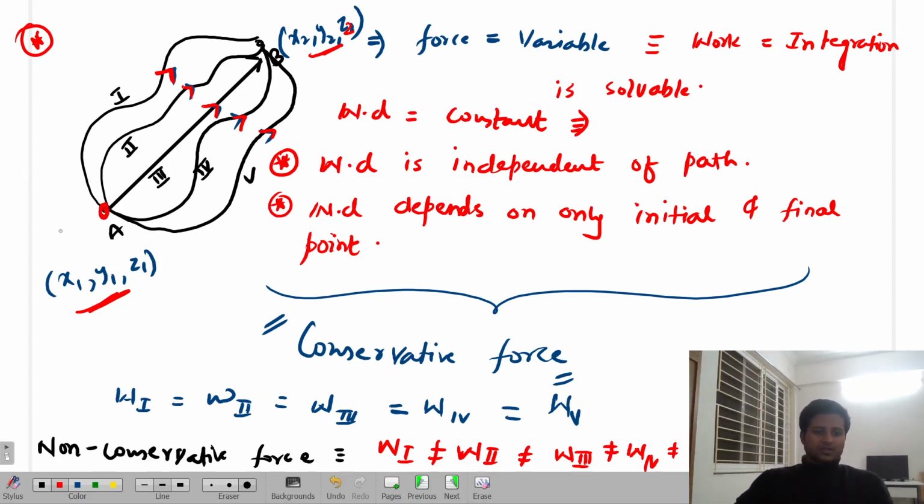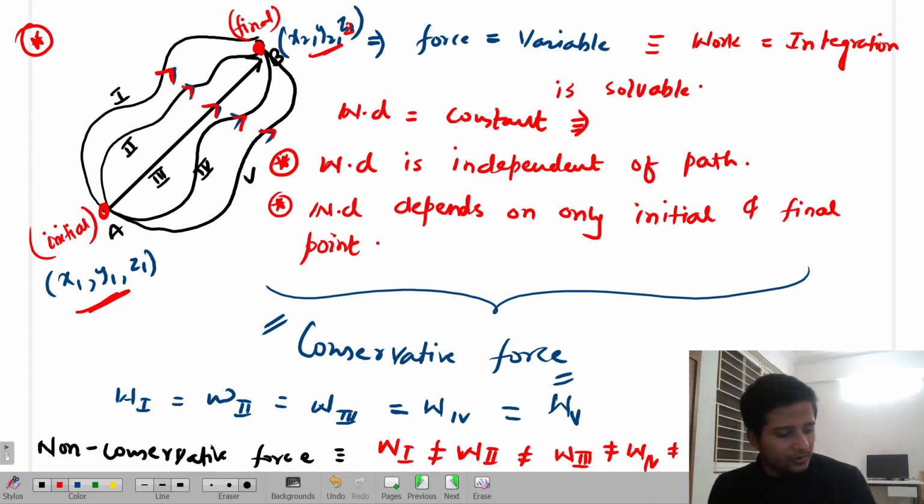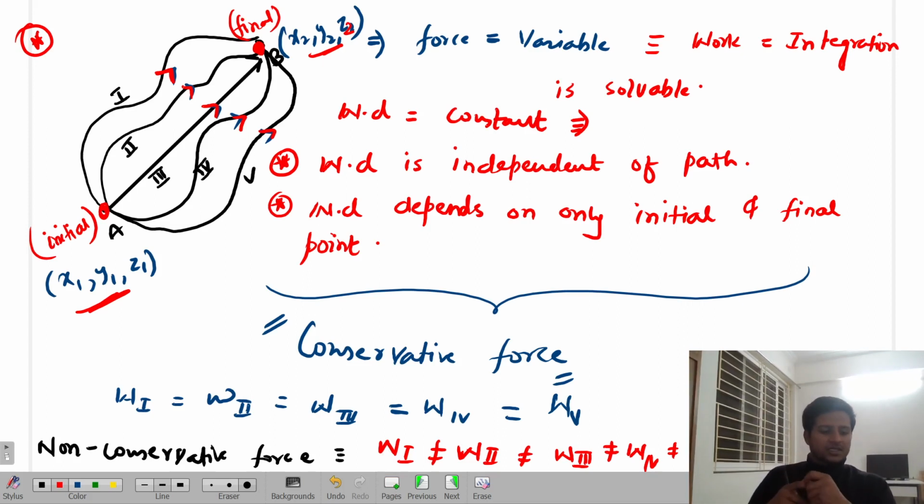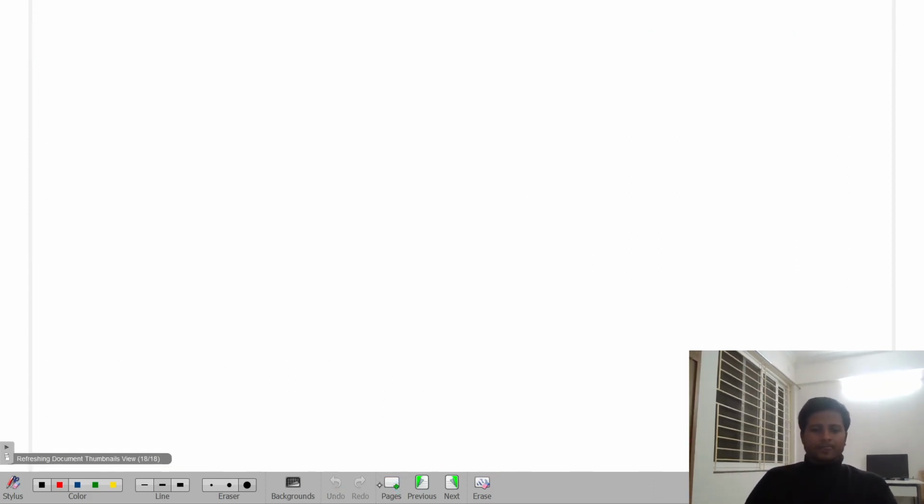Okay. So let's suppose this is initial and this is final. So it only depends upon the initial and final point. Are you able to get me? Yeah. So one more thing is there, and for a non-conservative force, the terminology is that the work done in different paths will be totally different. Are you able to get me or not? So that can be true also, isn't it?